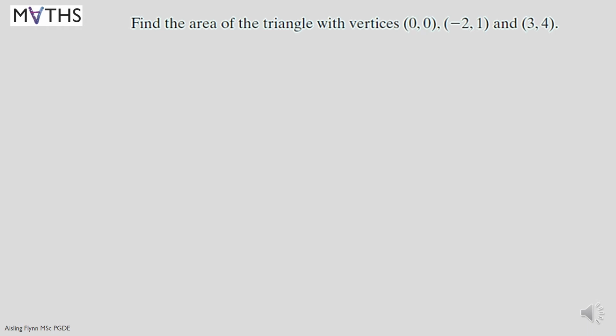Now how do we use it? Find the area of the triangle with vertices 0, 0, minus 2, 1 and 3, 4. So we have 0, 0 as one of the corners of the triangle, so that's good, but we don't need to use it in the calculation. So I'll put a big bracket around that. The other two then we'll use as my points, x1, y1 and x2, y2.